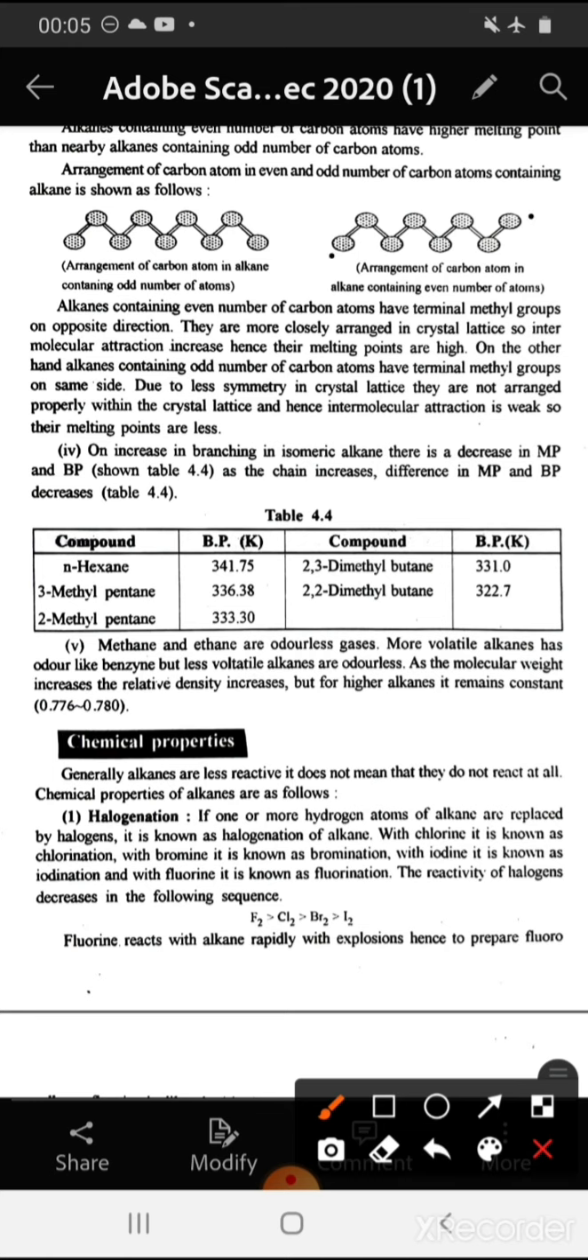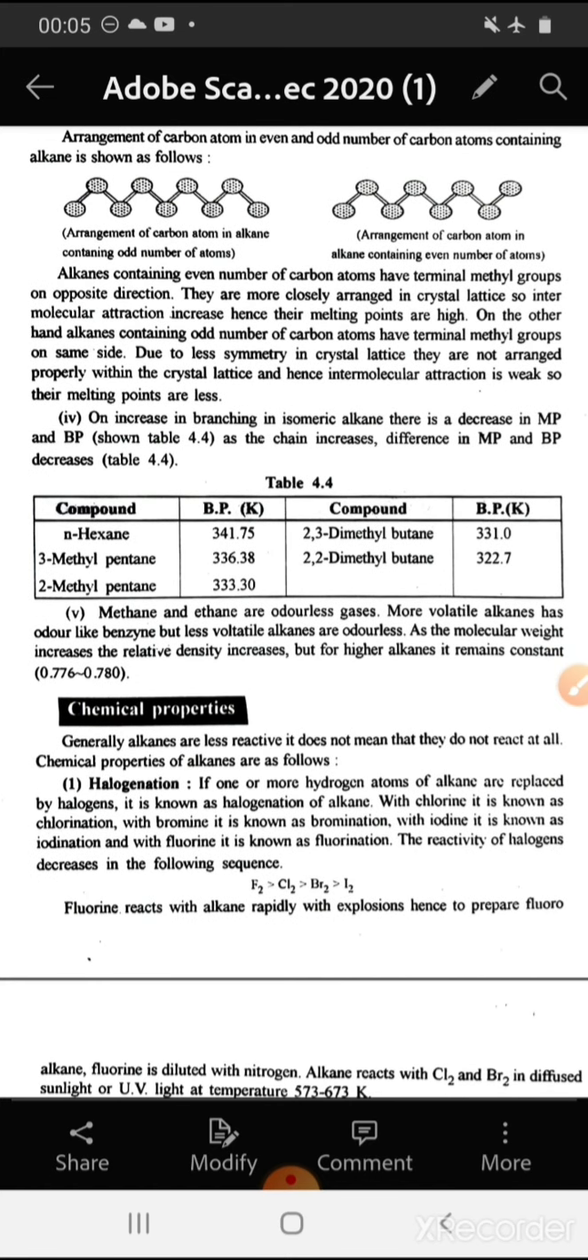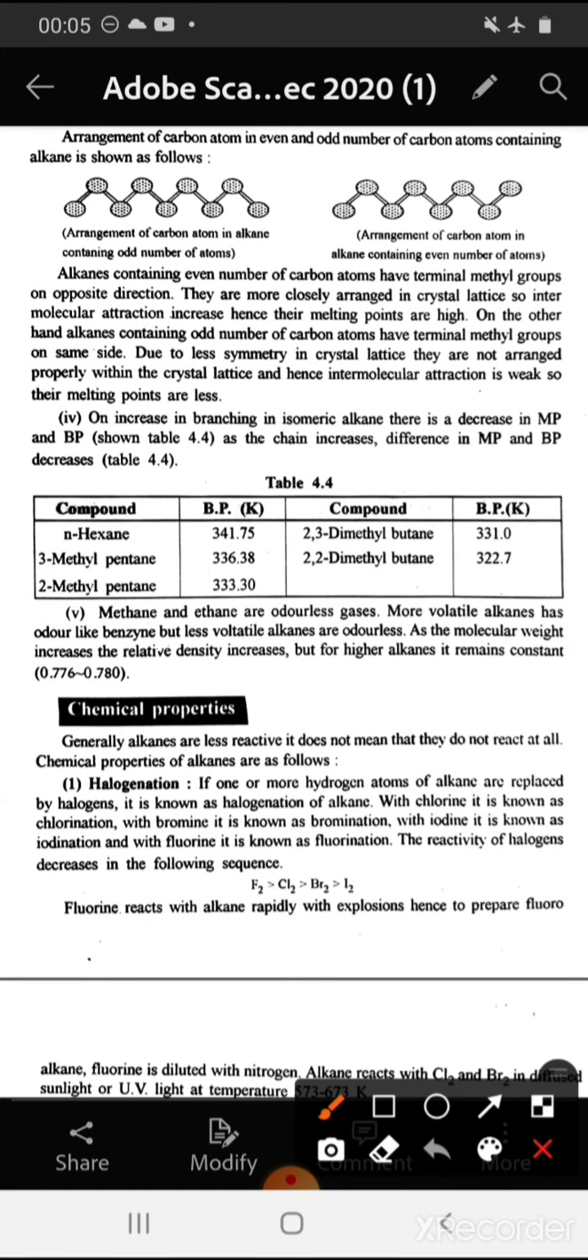They are more closely arranged in crystal lattice, so intermolecular attraction increases, hence their melting points are high. On the other hand, alkanes containing odd number of carbon atoms have terminal methyl groups on the same side. Due to the less symmetry in crystal lattice, they are not arranged properly within the crystal lattice, and hence intermolecular attraction is weak, so their melting points are less.